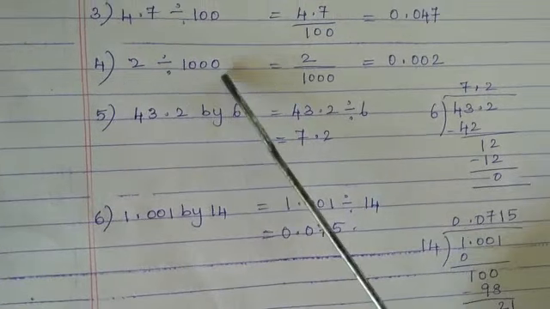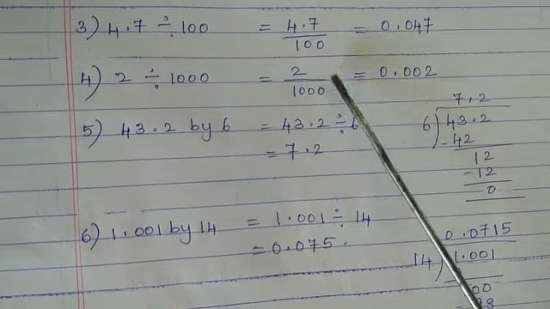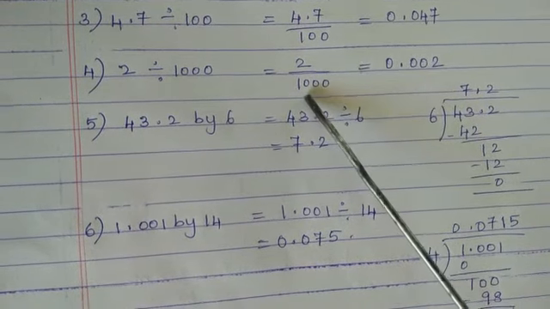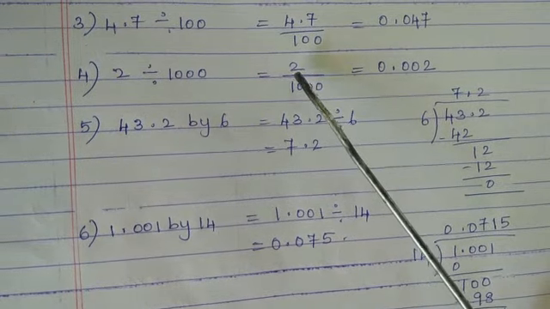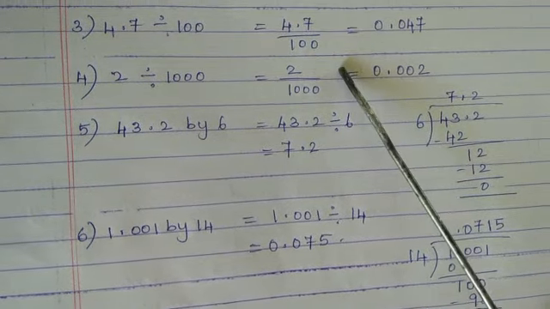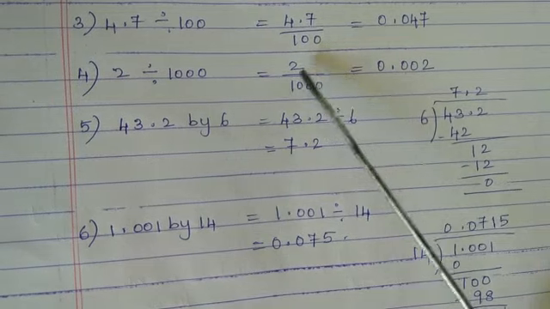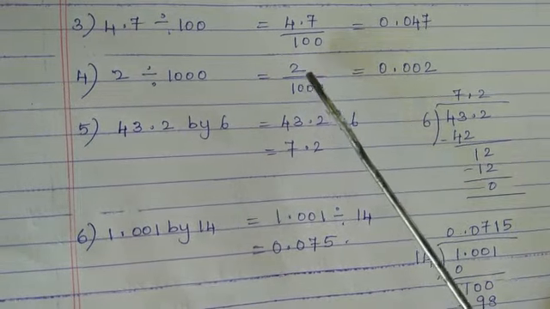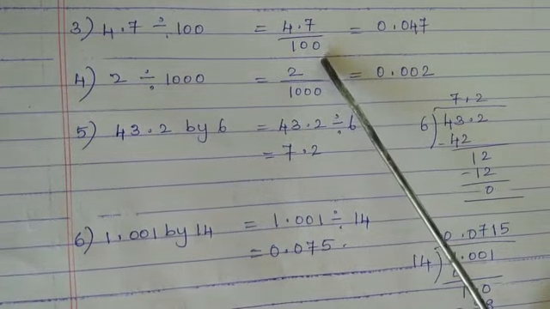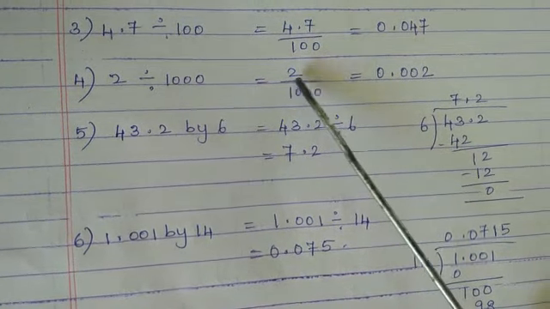2 divided by 1000. So write it in this form, 2 by 1000. Here the divisor contains 3 zeros. So we need 3 places from the whole number to the decimal places. We have only one place in the numerator, so we need 2 more zeros.